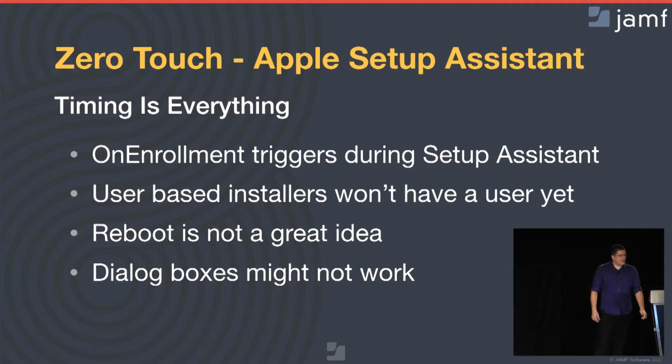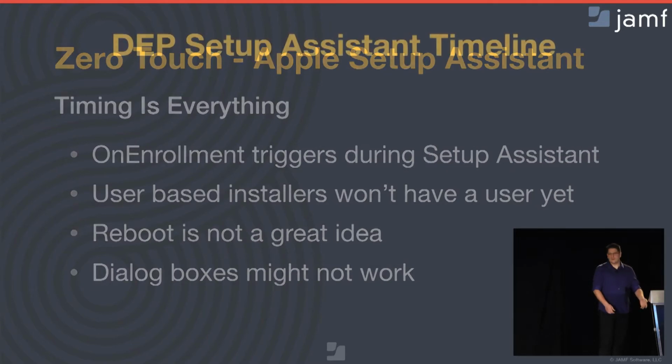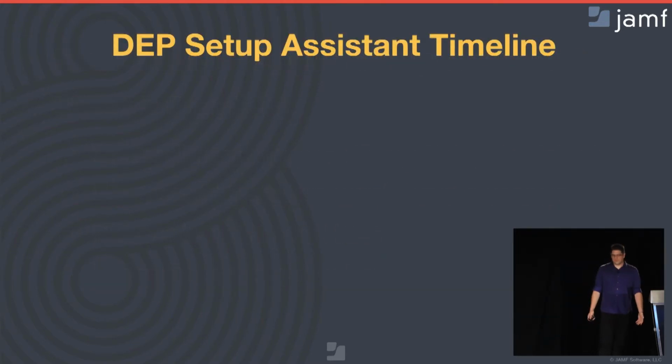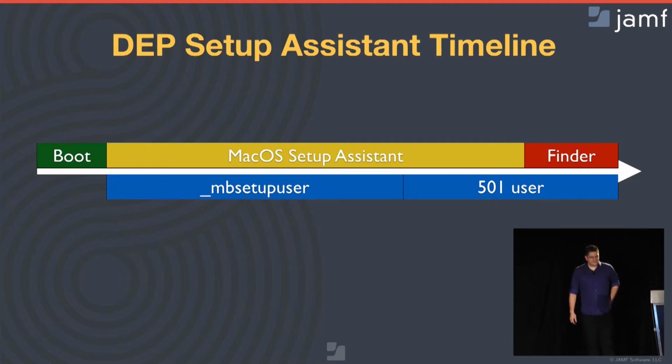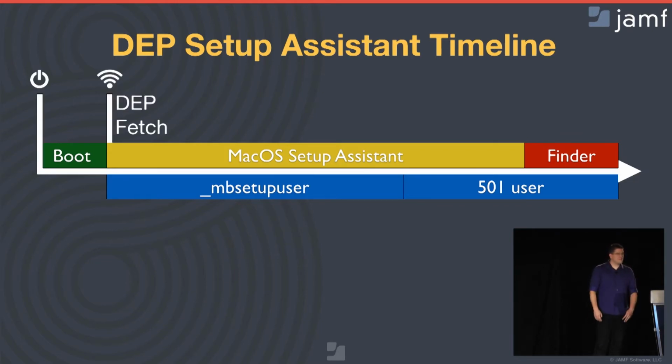And your DMG installers or any policies that are pushing down packages that are based on a user folder, it's not going to work because it's going to put it in the wrong user folder. And a reboot at this point is not a great idea. If you've got a policy that forces a reboot during Setup Assistant, it doesn't resume great. And also, if you're pushing any dialog boxes, they might not show up in front of the Setup Assistant.